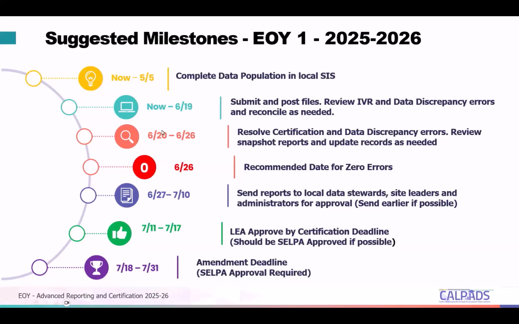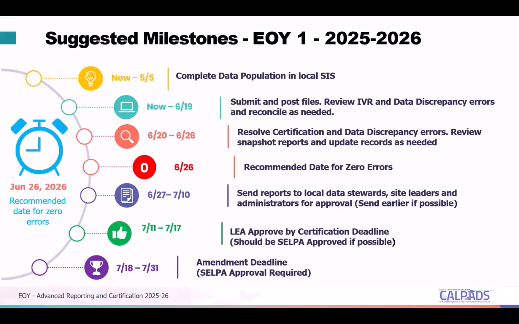So that's why you have this other time frame in here between July 11th and 17th to address those discrepancies, meaning updating additional data in CALPADS, and then finally LEA approving those reports by the July 17th deadline. Now, there is a short amendment window, which is from July 18th until end of July. And by that time, CELPA approval is required and any other minor amendments that you may make to your data.